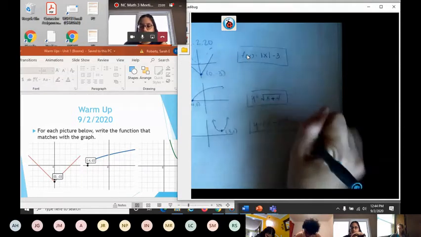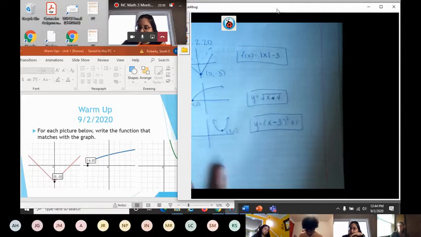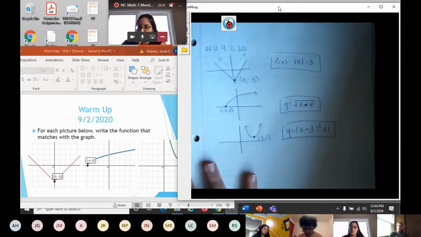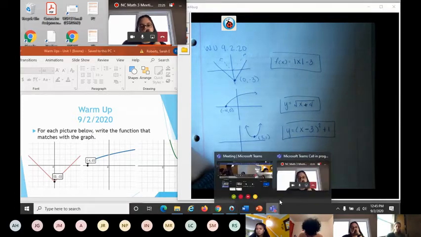Okay. We're about to go through our activity from yesterday, so that'll help out with this. But this is your warm-up for Wednesday, September 2nd. Make sure that you have that written down on your warm-up sheet. Okay, let me add somebody into the Teams meeting.